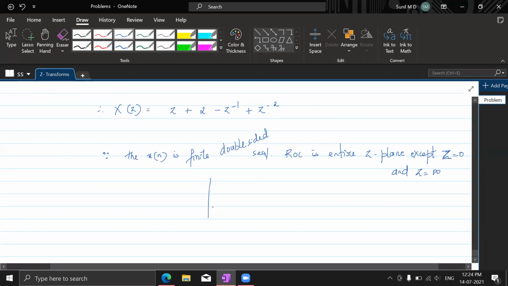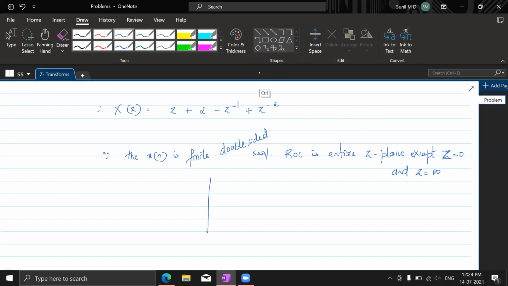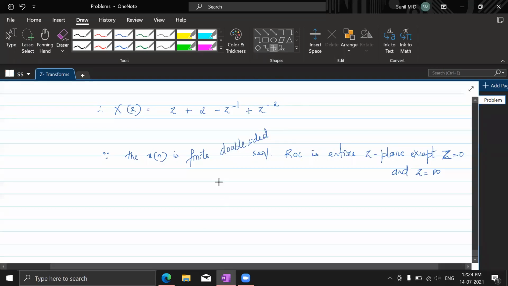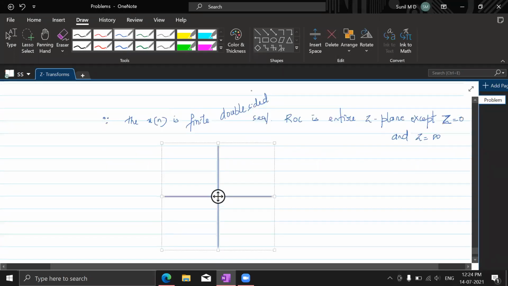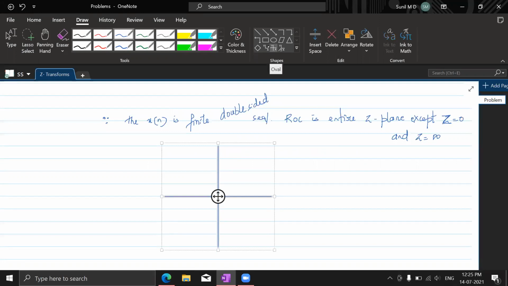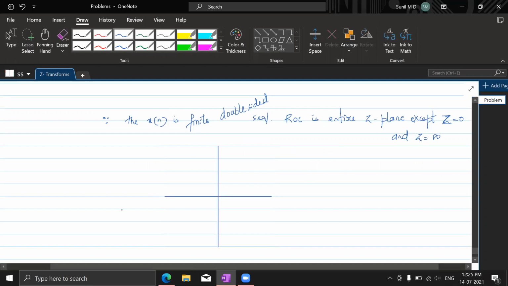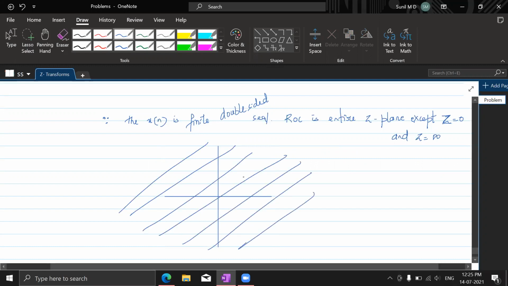How can we do that? Let's take this. Do we need to have a circle there? It's to be seen. It's the entire z plane that is understood. Here it's the entire z plane. ROC is the entire z plane. Okay. So here this is imaginary z and this is real z.